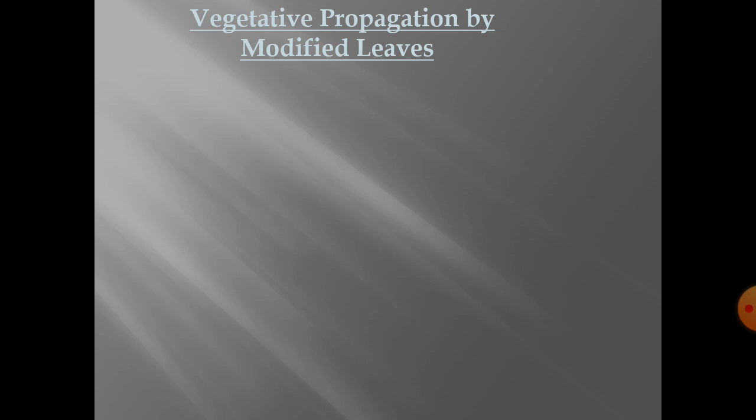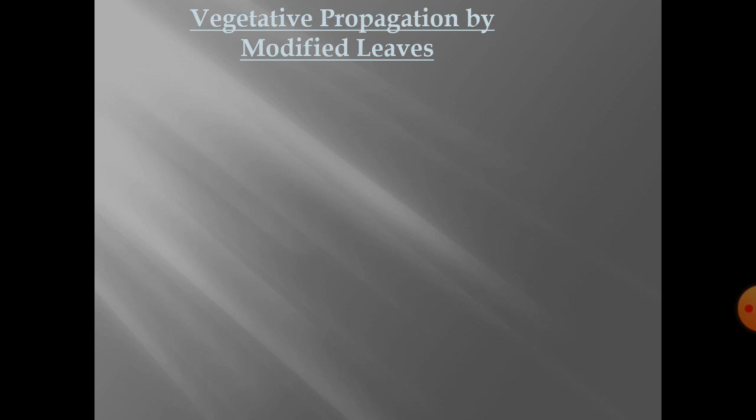Vegetative propagation by modified leaves. Dear students, just like the stem and roots, there are some leaves which also perform additional functions. Such leaves are therefore called modified. Among various functions, these leaves also perform propagation. An example of such a modified leaf is Bryophyllum.